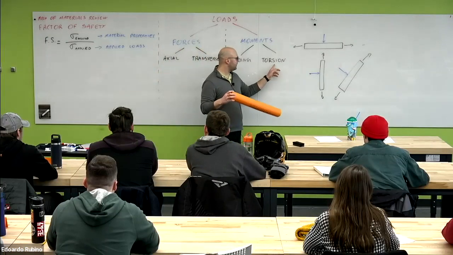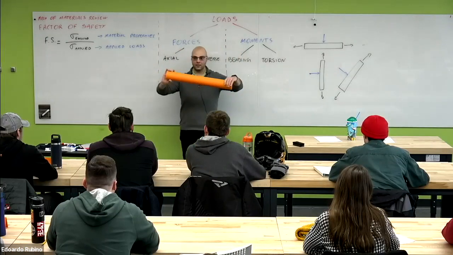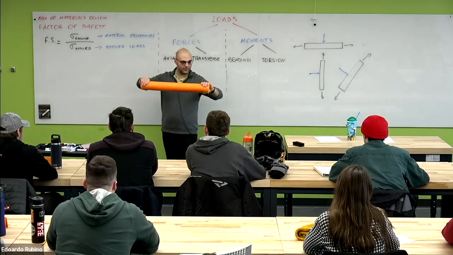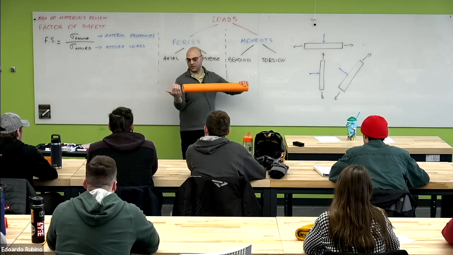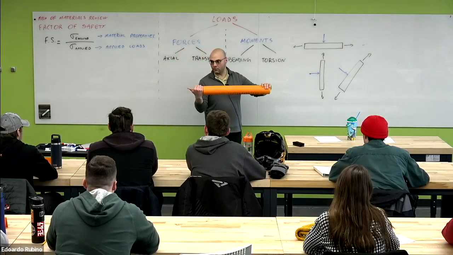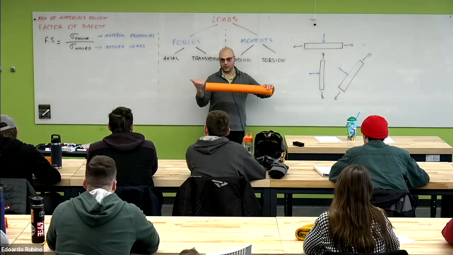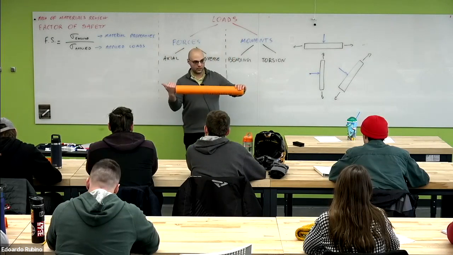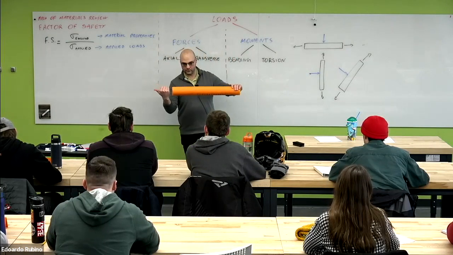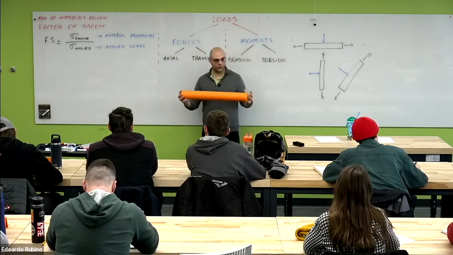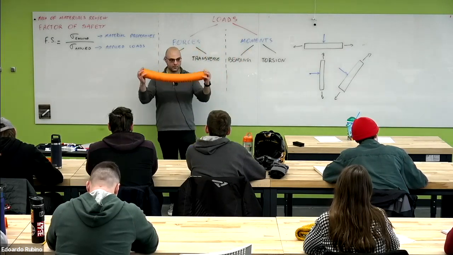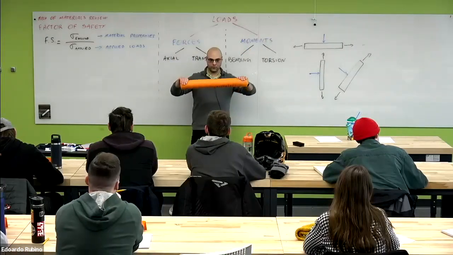On the other hand, torsional moment is something that will twist our beam. So this is what we have. And in this case, still using the right-hand rule, our thumb is aligned with the axis of the beam. Make sense? So again, bending moment and torsional moment.